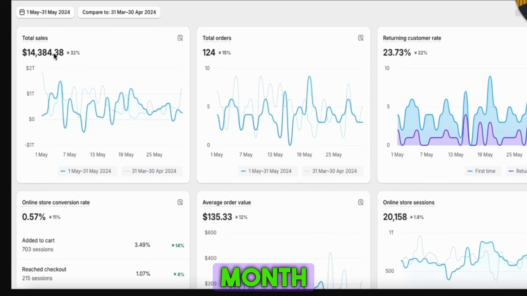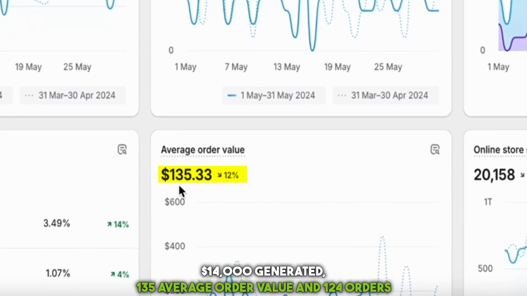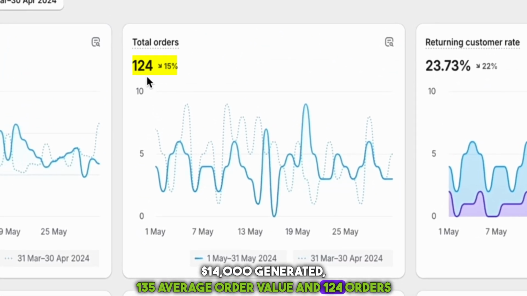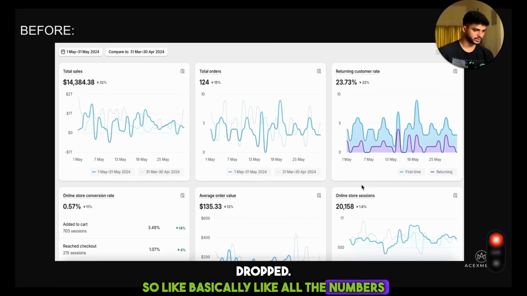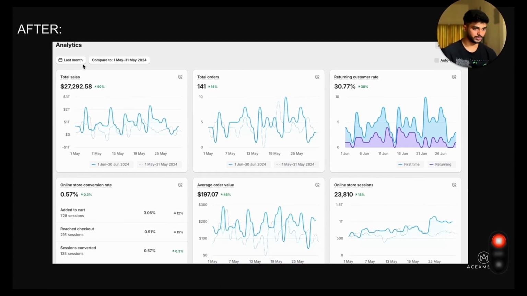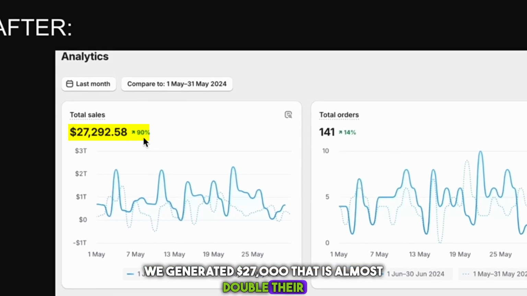amazing results so far. In the month of May, $14,000 generated, $135 average order value and 124 orders, and even the conversion rate had dropped. So basically all the numbers had dropped. And then the next month, that is in the month of June, which is last month, we generated $27,000. That is almost double their revenue.